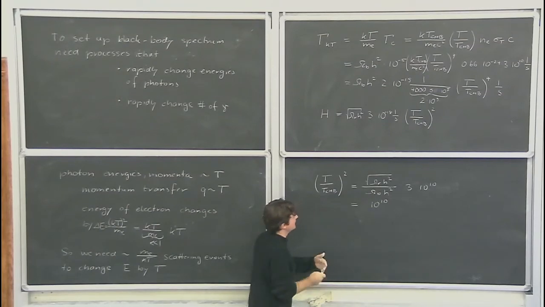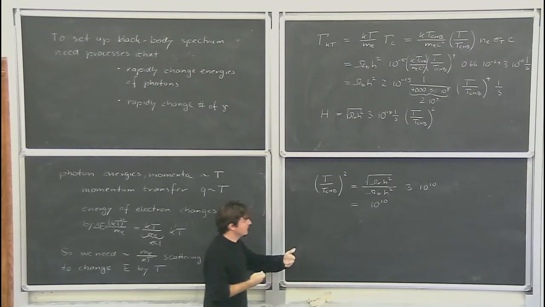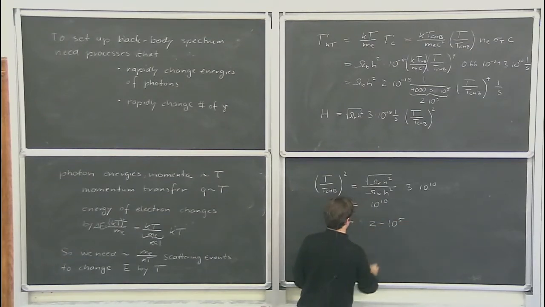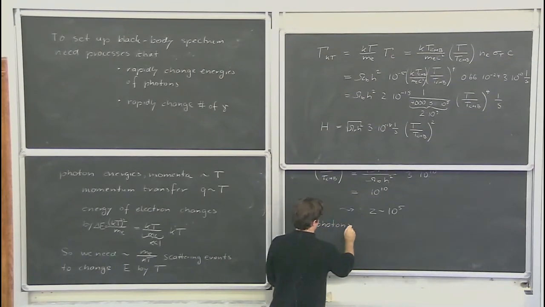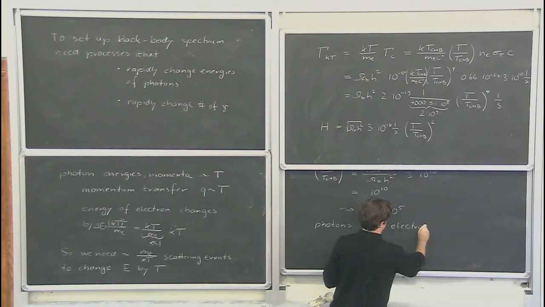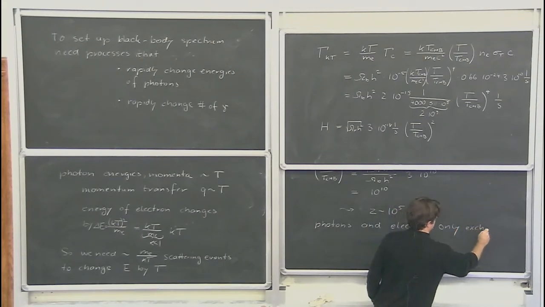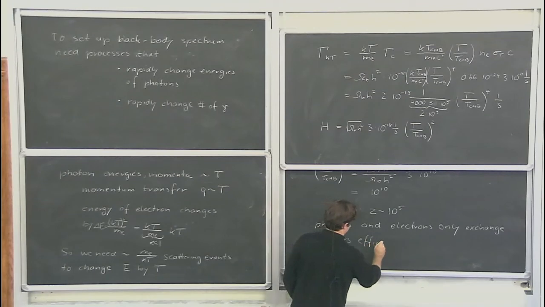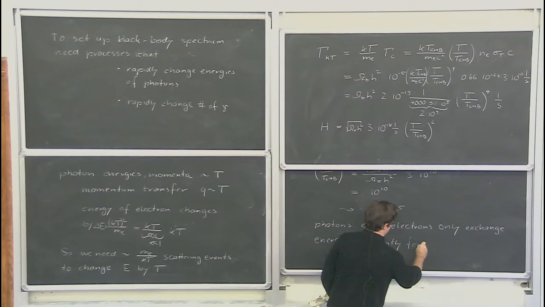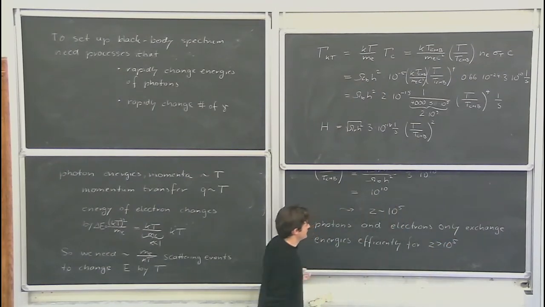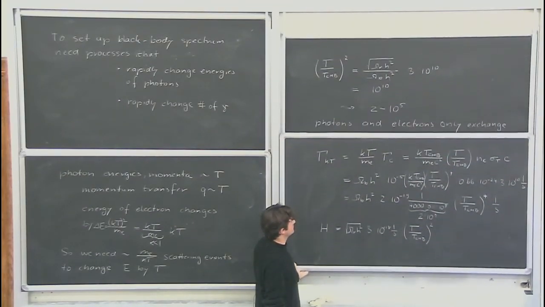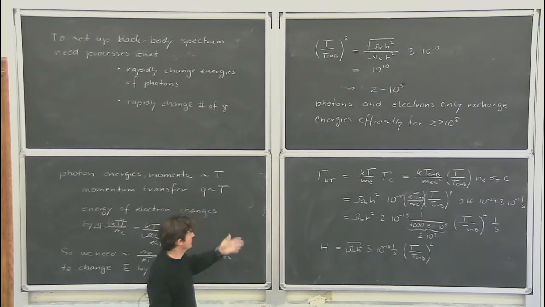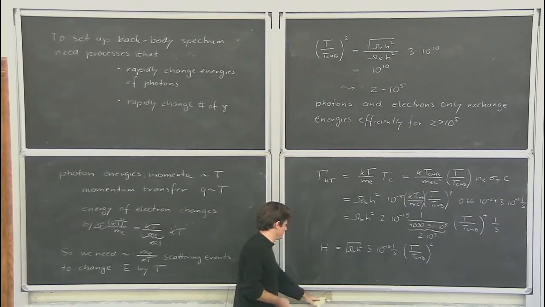And so you see that photons only exchange energies efficiently with electrons at redshifts above 10 to the 5. And so in particular, as we were saying earlier, during last scattering, the energy of the photons doesn't really change anymore. The spectrum is already frozen in, so it doesn't matter if it happens instantaneously or not.